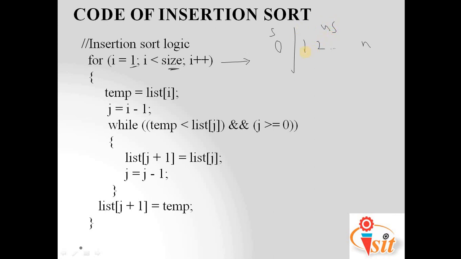Because of that, the first element we consider as sorted, and from the unsorted part we need to take an element and insert it inside the sorted part. So we traverse from the first position up to the last position. Here, into a temporary variable, we store the element. Afterwards, the value of j is decremented by 1.